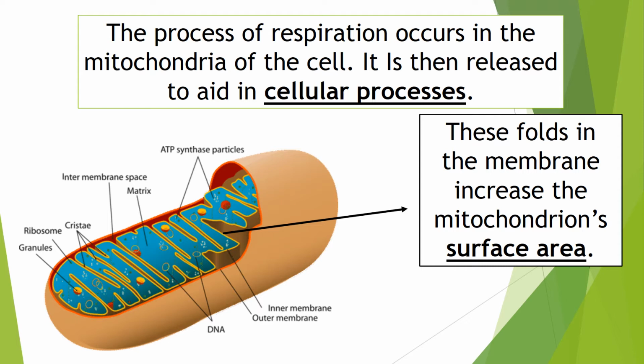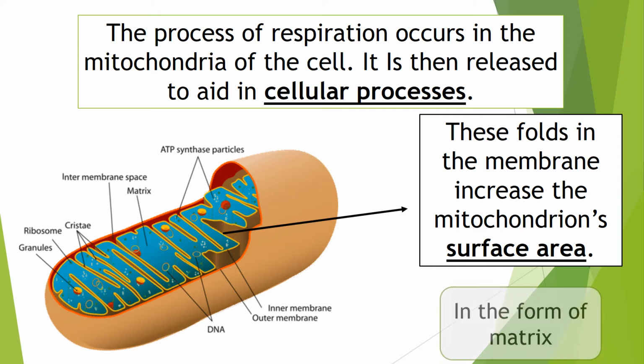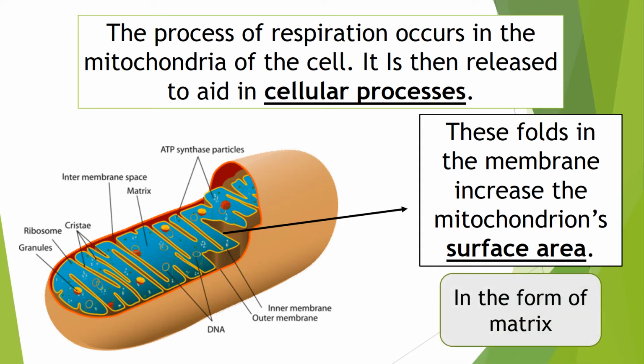Now, this is an enzyme-driven reaction, and those enzymes can be found on the mitochondria's inner membranes. So the more of the inner membrane we've got, the more enzymes that are available, therefore the more respiration that can occur. So we need to be linking these concepts of surface area, enzymes, and reactions. So we talk about this being the inner matrix.